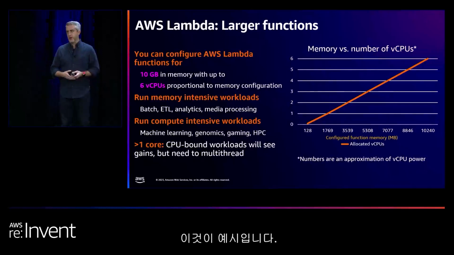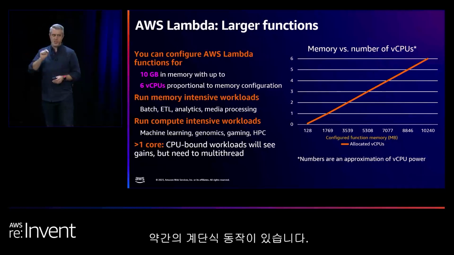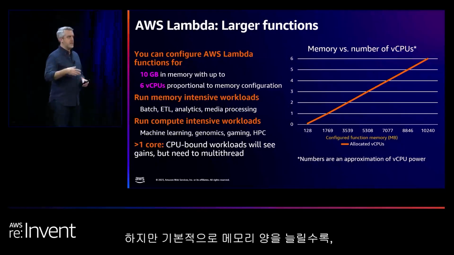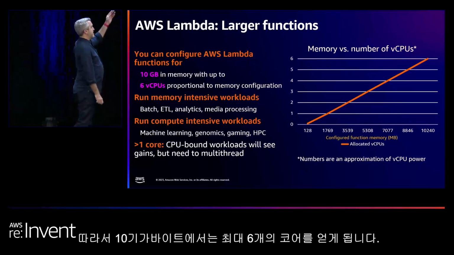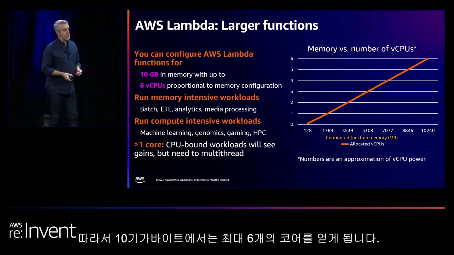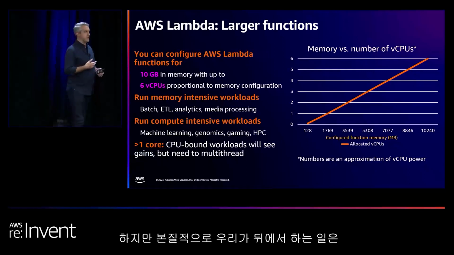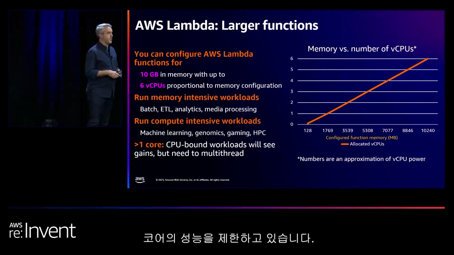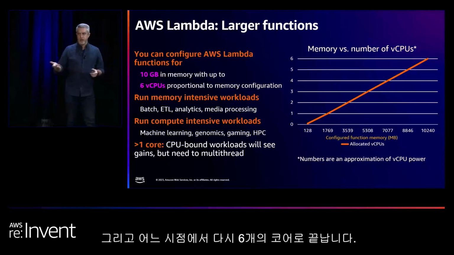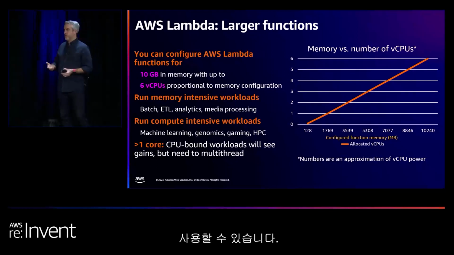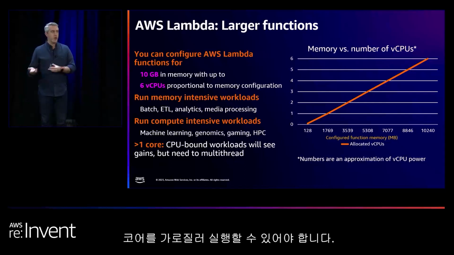This is an example here. This diagram is not entirely accurate. It doesn't completely go linearly as you scale. There are some stepping actions to it. But essentially, as you increase the amount of memory, you then, of course, get that proportional amount of CPU. And so at 10 gigabytes, you get up to 6 cores. Now, technically, before this, we start exposing the cores to you, but essentially what we're doing behind the scenes is we're limiting the power of those cores up until you get up to the maximum memory configuration. And so you do end up, again, at some point with 6 cores that you can make use of, but the key aspect of this that makes it successful for you is that your code has to support the ability to run across cores.